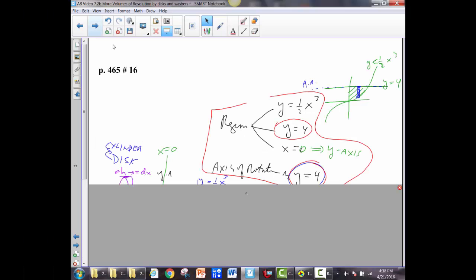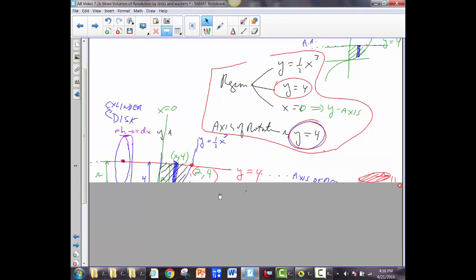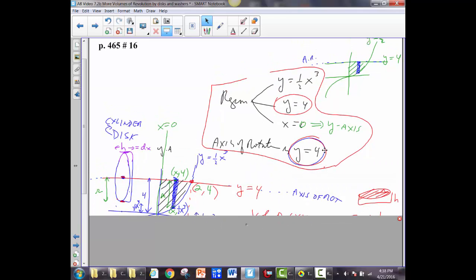All right, number 16, you have a region bordered by y equals a half x cubed, which is this curve right here, y equals 4, which is that horizontal line, and x equals 0, which is the y-axis. So the region is this green shaded region, and the axis of rotation is y equals 4. Now y equals 4 is one of the borders, so you will end up with a disk. Now the axis of rotation is horizontal, so your rectangular strip has to be perpendicular to it, hence vertical.